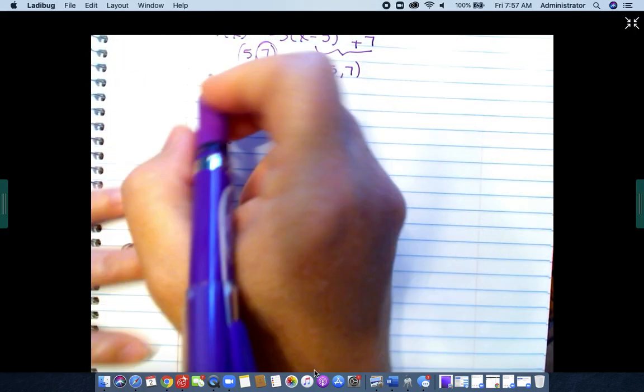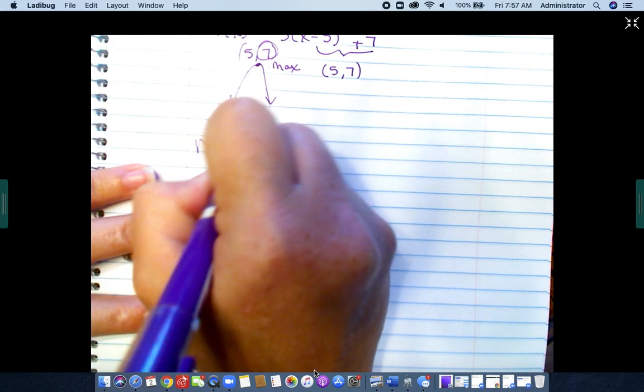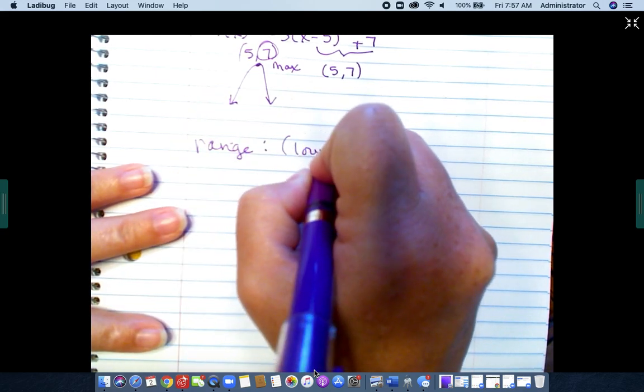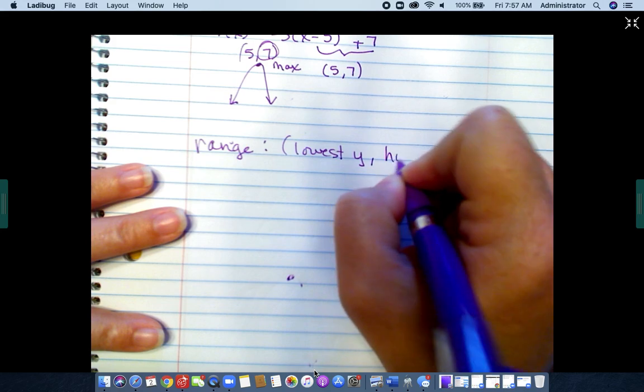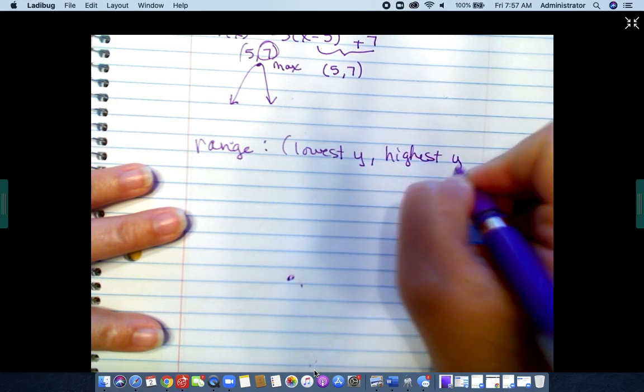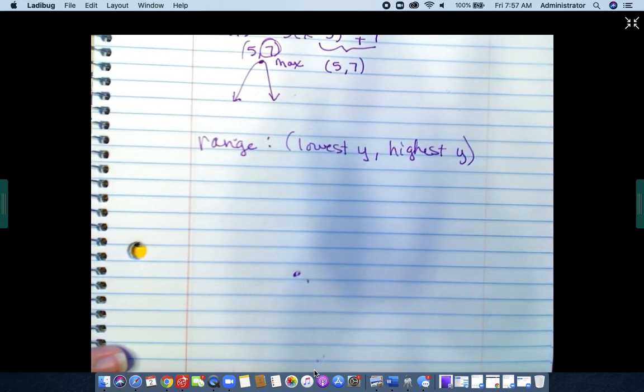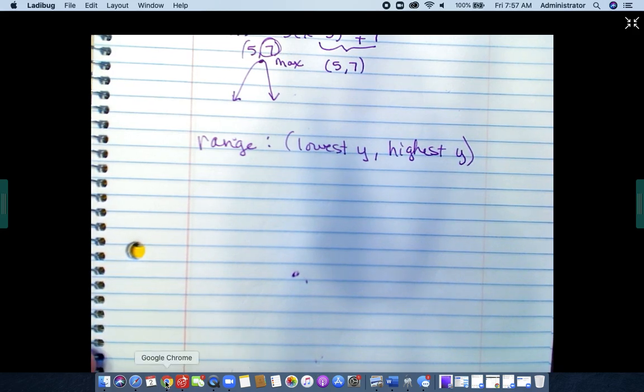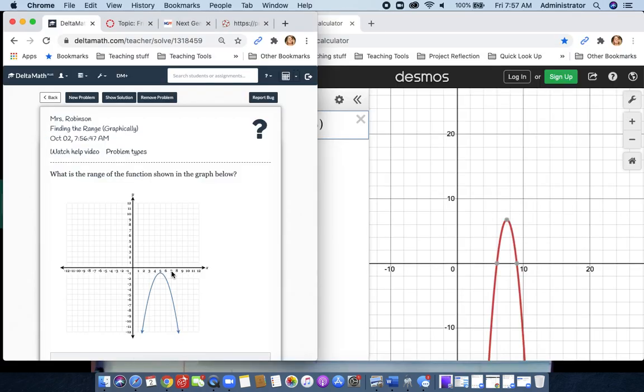So in your notes, please just put a quick reminder that your range is your lowest y to the highest y. Okay? So if we take a look at this, that means we really kind of need the vertex, don't we? If it opens down, so I'm going to sketch this in my notes, so you should too.